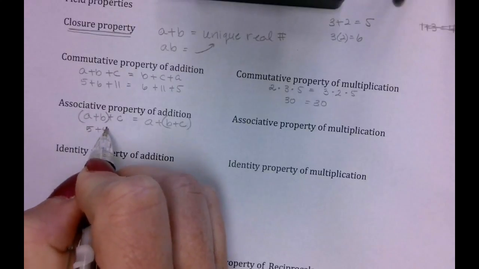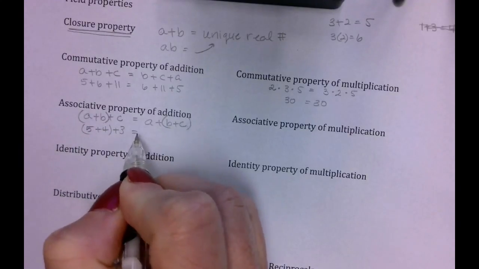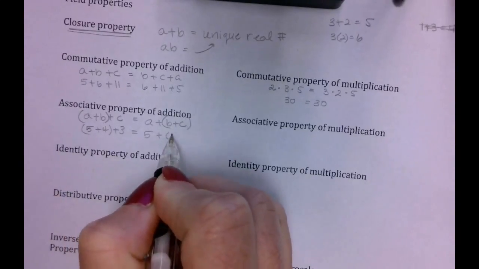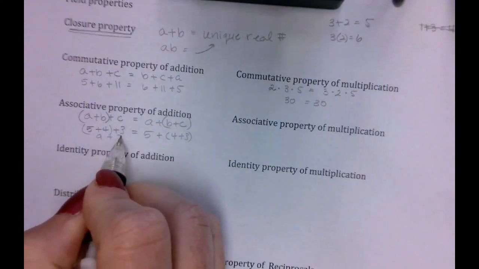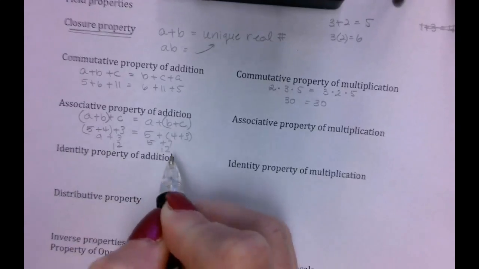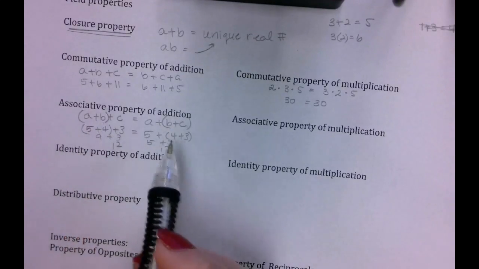So if I have (5 plus 4) plus 3, where the parentheses are around 5 plus 4, order of operation tells me to do that first. Or 5 plus (4 plus 3). Here I'd have 9 plus 3, which is 12. Here this is 5 plus 7, which is 12. So the order doesn't change, but how they're grouped does.